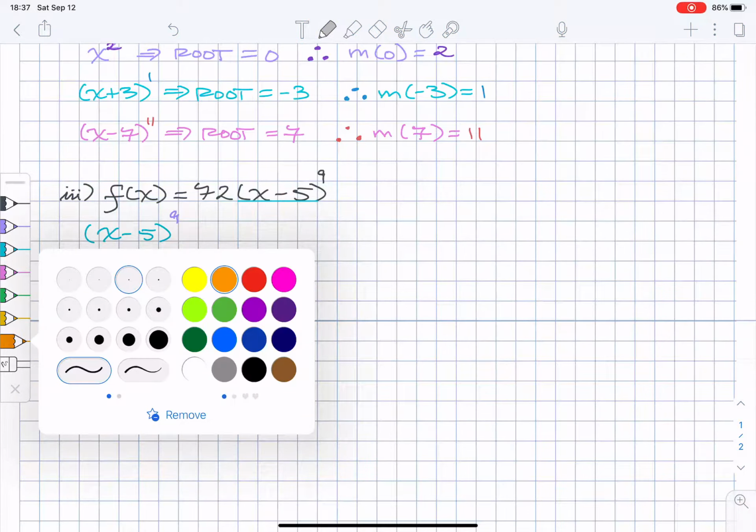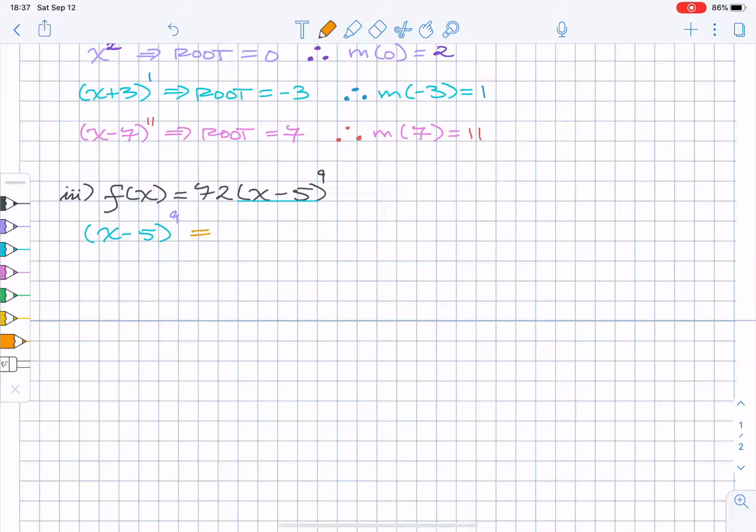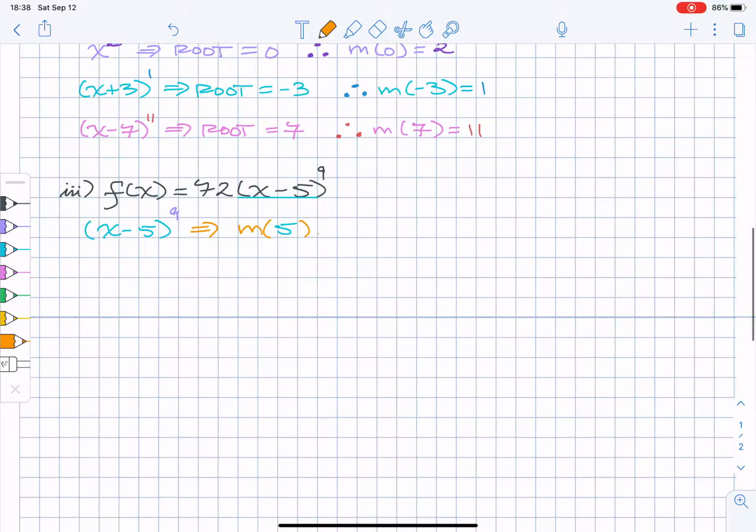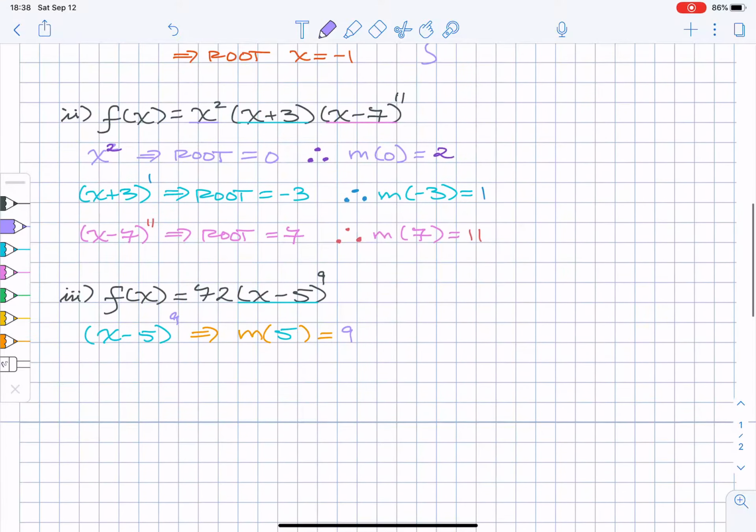So what this means is that the multiplicity of the root, so the root is 5, because 5 minus 5 is 0, is equal to the power on this factor, which is 9. So there we are. That's what multiplicity means.